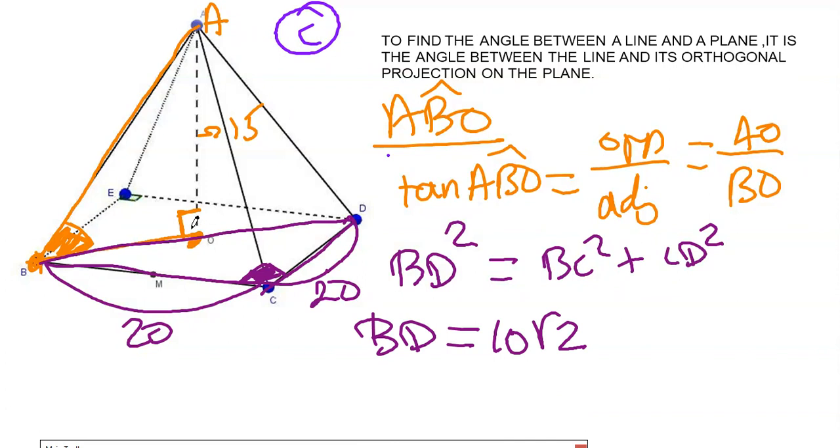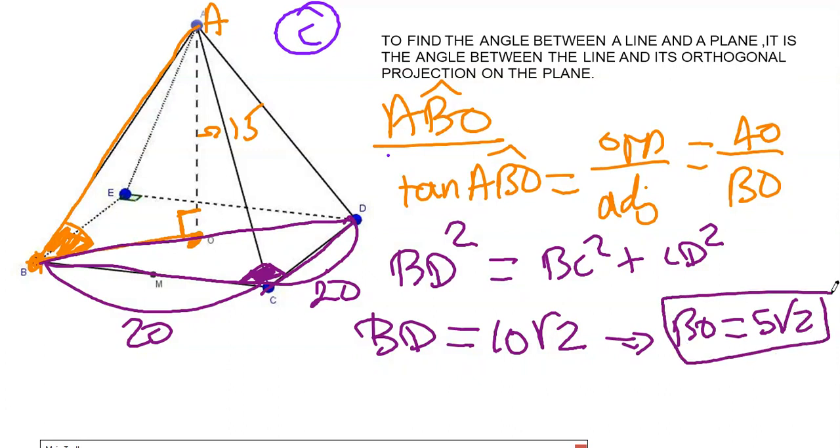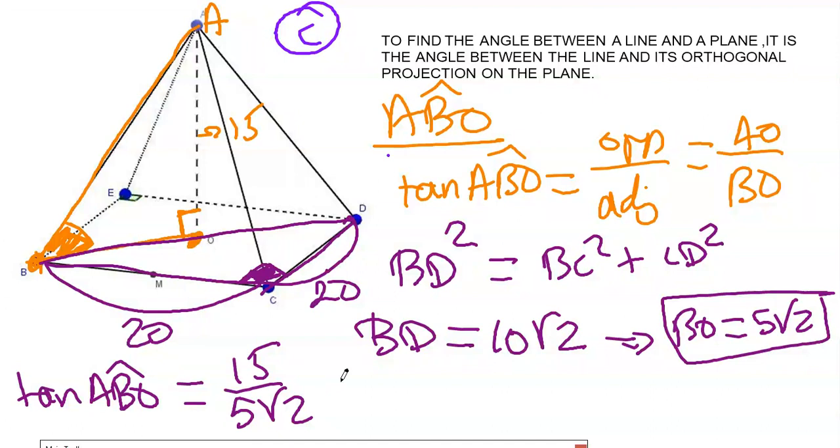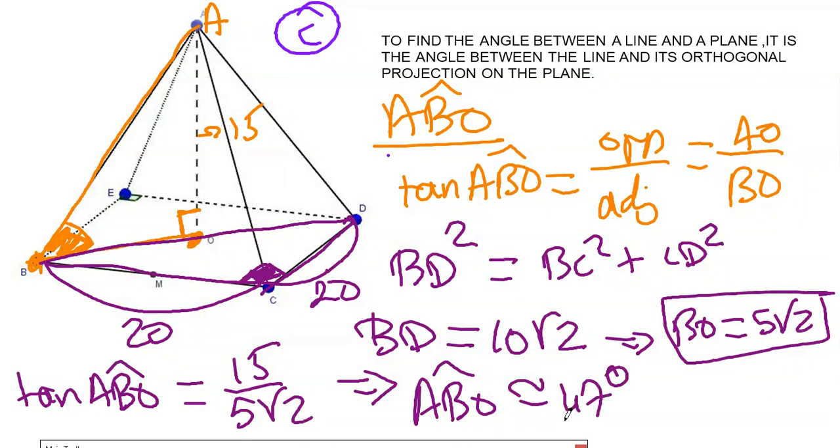And what's gonna be BO? Half of it. So BO is gonna be 5 radical 2. And all we need to do now is to replace in tangent ABO. It's equal to 15 over 5 radical 2. And then I will take my calculator. I will do shift tangent 15 over 5 radical 2. You can simplify it, it could be 3 over 2 radical 2. And then I'm going to have approximately that the angle ABO is 47 degrees.